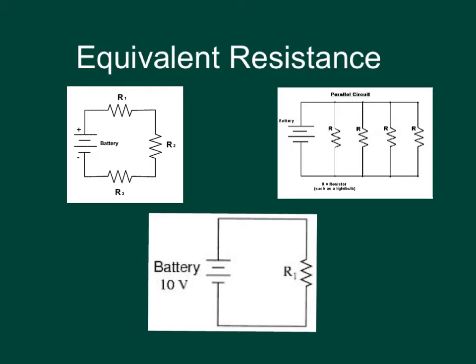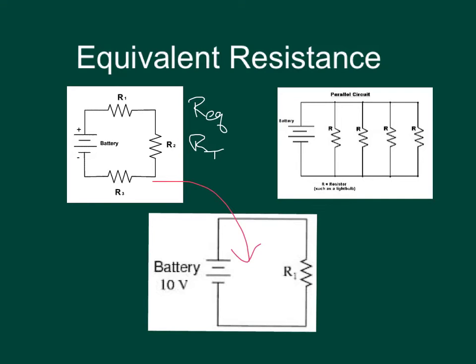To understand resistors or circuits, we need to have the idea of equivalent resistance. We really have to have that down pat. Basically, equivalent resistance, you'll see it abbreviated two ways: REQ, the resistance equivalent, or RT, meaning the total resistance. These different resistor setups, these different circuits, behave as if they were a single resistor.